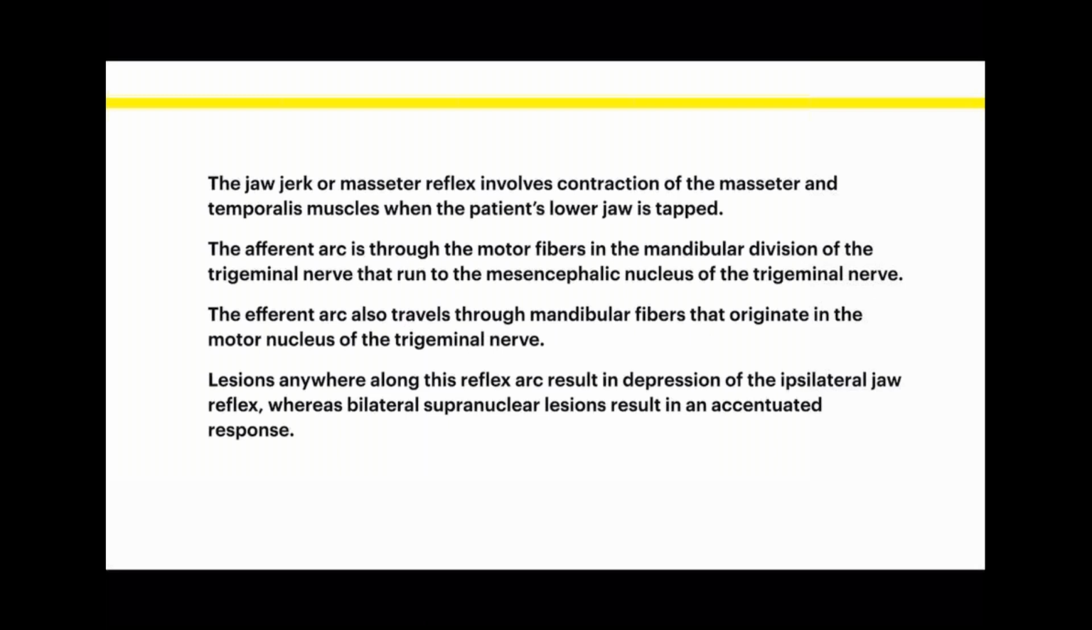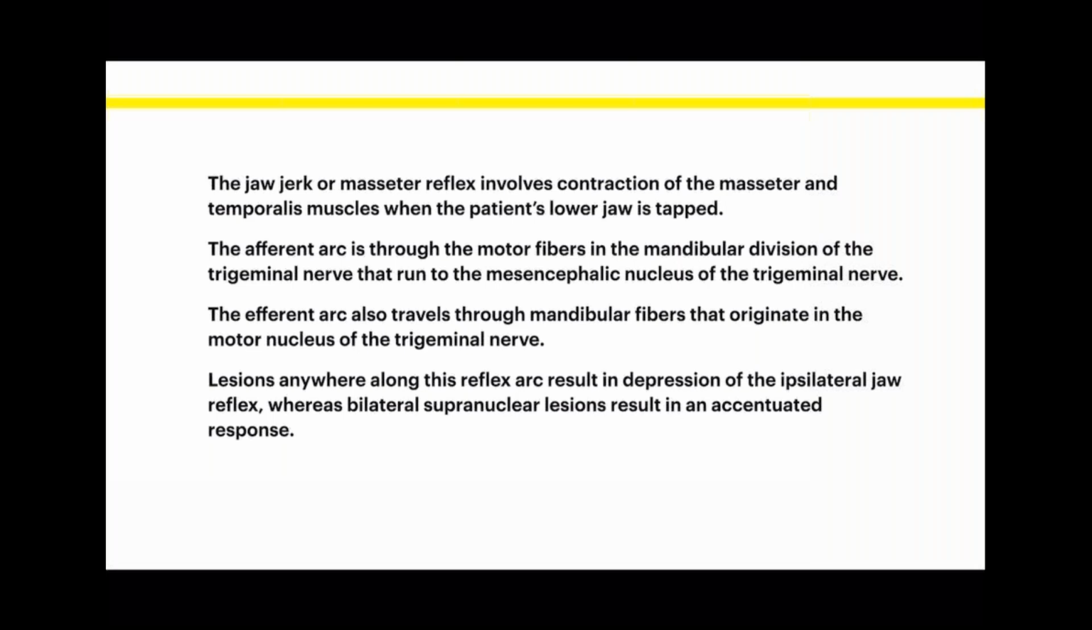The second one is the jaw reflex. The jaw reflex, or what we call the masseter reflex, involves contraction of the masseter and temporalis when the patient's lower jaw is tapped. You need only the fifth nerve for this reflex, because the afferent and efferent are in the same nerve. The afferent, going through the motor fibers in the mandibular division, goes to the mesencephalic nucleus, which was in the midbrain, and the efferent will go through the mandibular fibers from the motor. Again, it will give the sensation and will give the motor fibers to close the jaw.